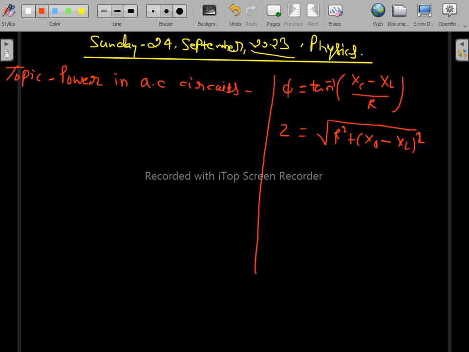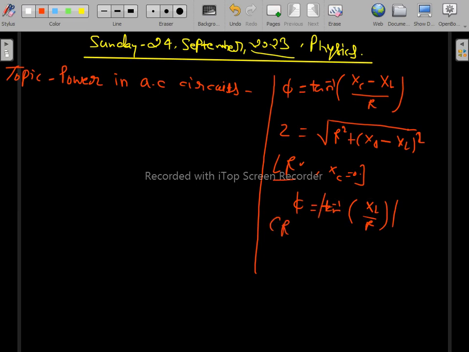Now for the LR circuit, suppose I have an LR circuit. It means it will contain only the inductor and resistance, it will not contain a capacitor. So in that case, XC will be equal to 0 only. So only this condition you have to make use of in these two, and you will get the formula for the LR circuit. For LR circuit, phi will be tan inverse of XL over R, since XC is 0. Moreover, this is the mod value.